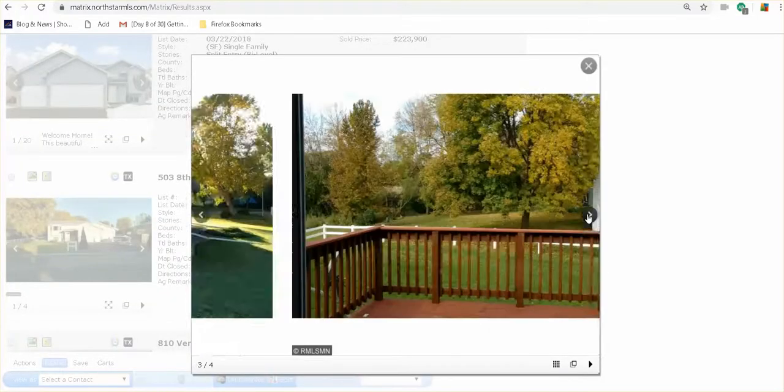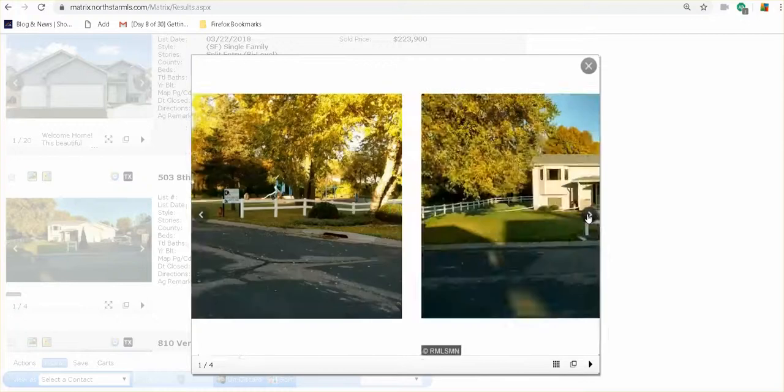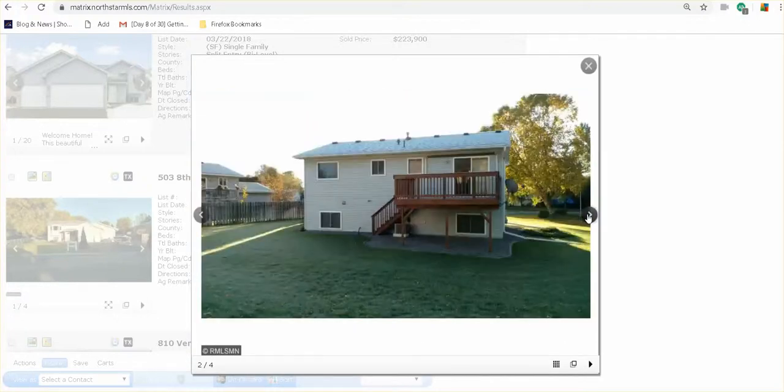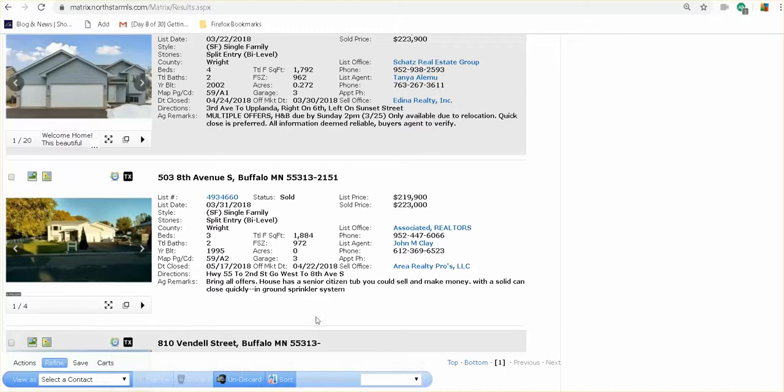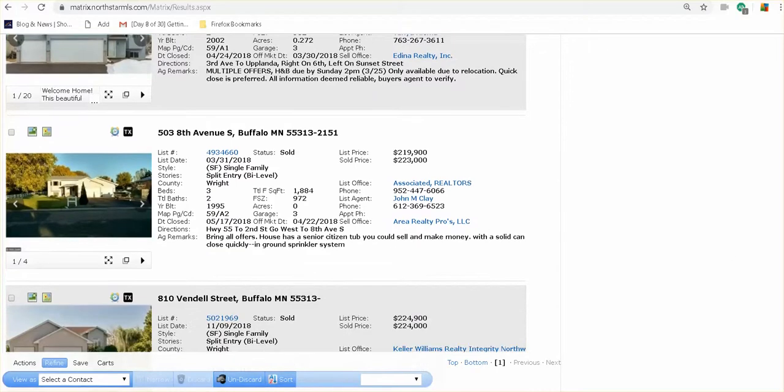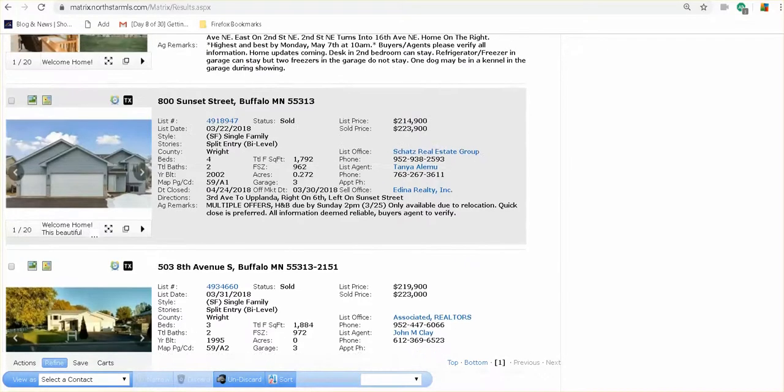So I'm going to take a look at things here and see what would be different. Why did this house go quite a bit cheaper? Not much for interior photos. Bring all offers. House has a senior citizens tub you could sell and make money. I'm going to guess that there were some condition problems with that house. So let's move on to the next one.